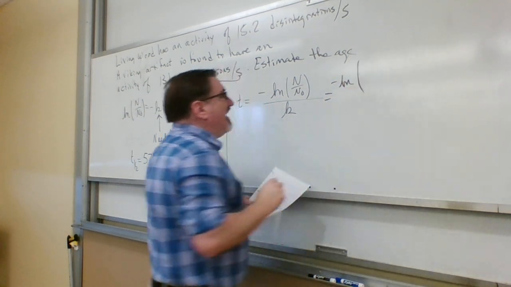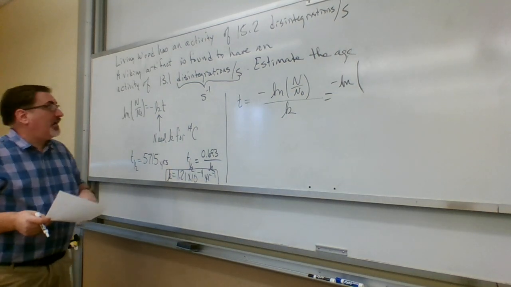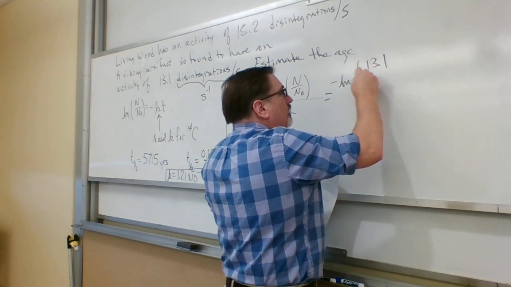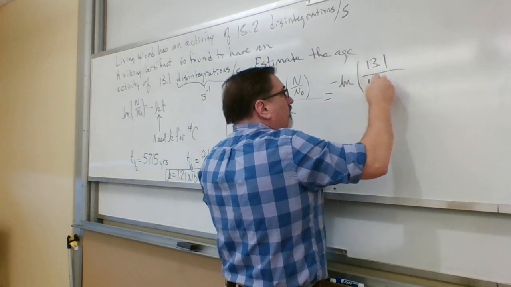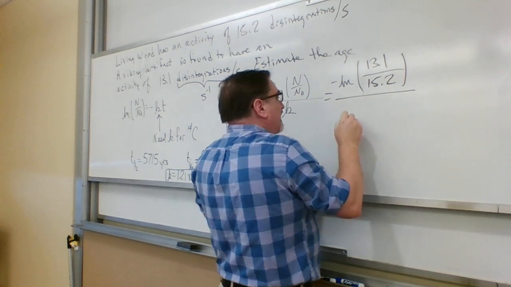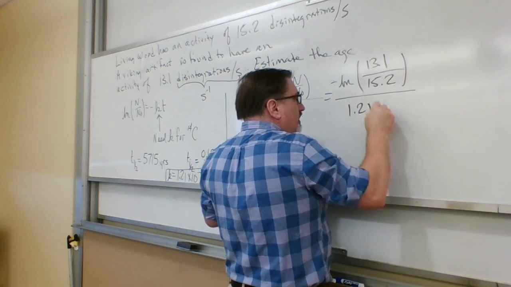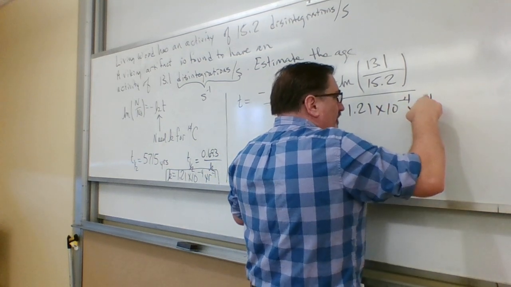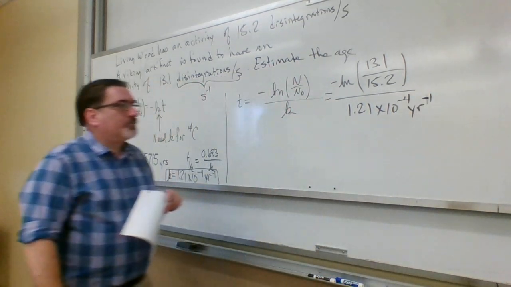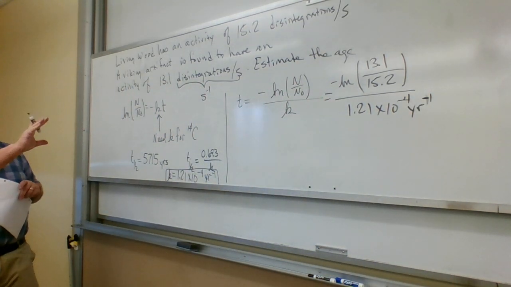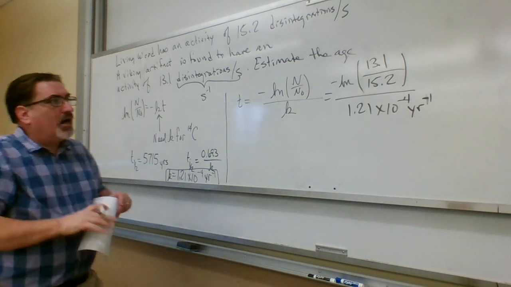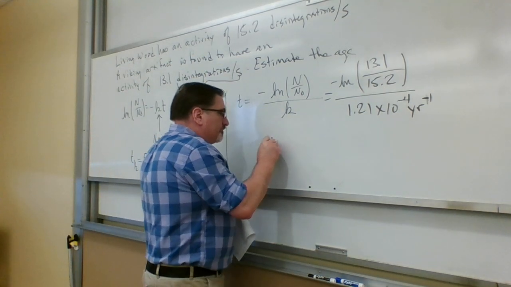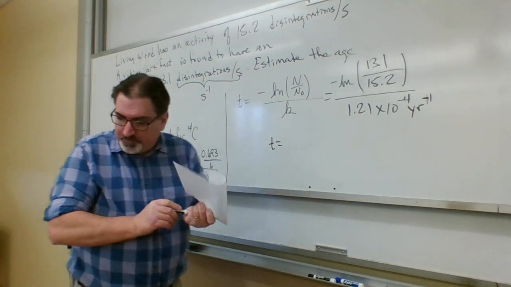Minus the natural log of N. N is our current value, 13.1, divided by 15.2, all over k, which was 1.21 times 10 to the minus fourth per year. That's where we're going to get our time unit out of this. Okay? I'll pause there. Make sure you understand, go back and watch again if you need to, understand what got plugged in where. Okay? Then it's time to do some calculating.